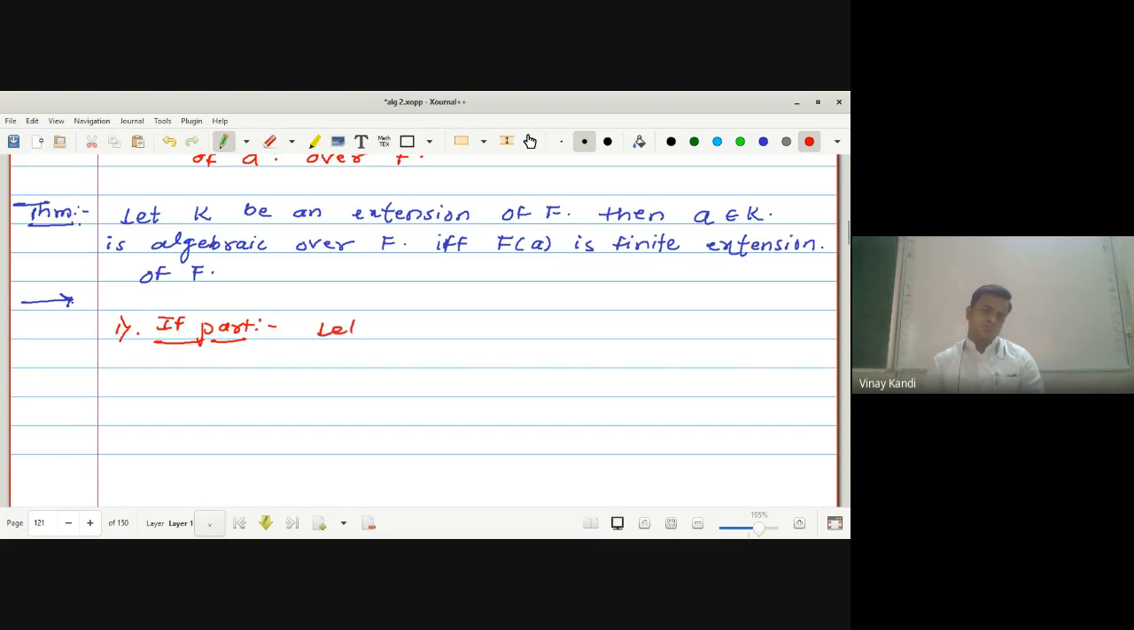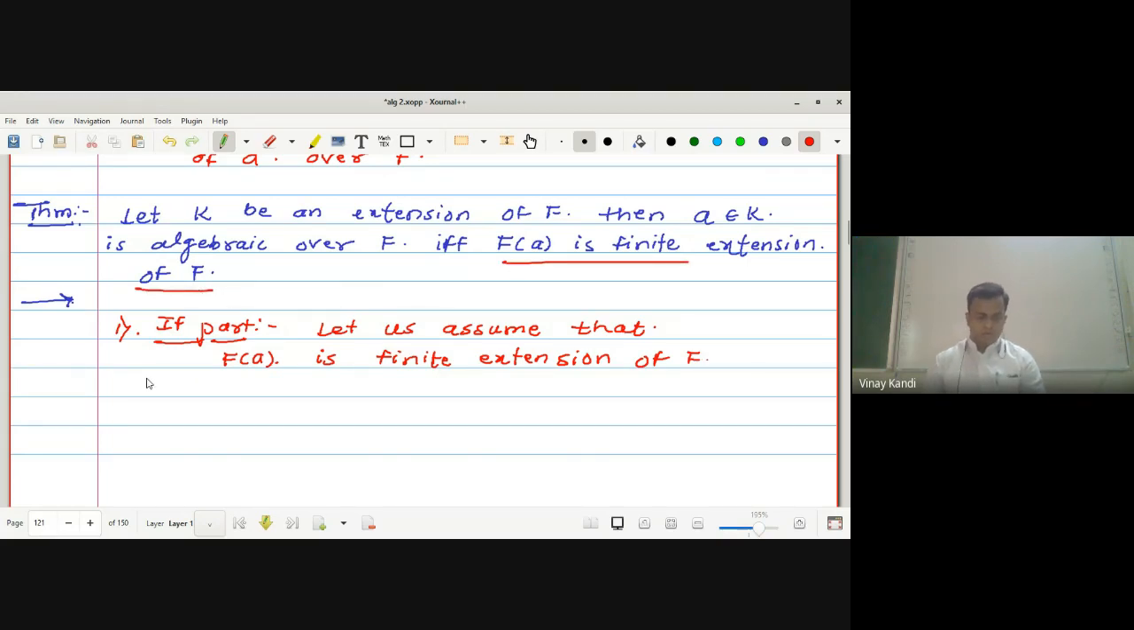Let us assume that capital F(a) is a finite extension of F. Okay, our statement assume correct. Okay, that is the degree of capital F(a) over F. Suppose this is m, finite extension.